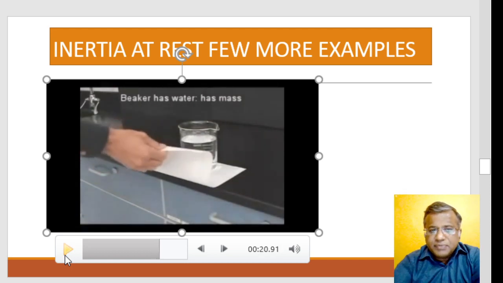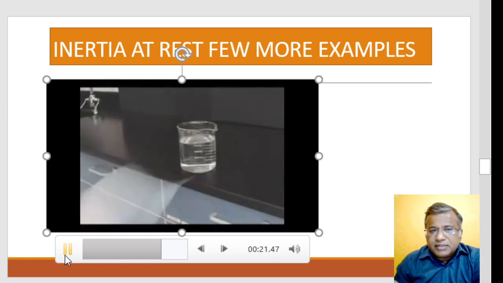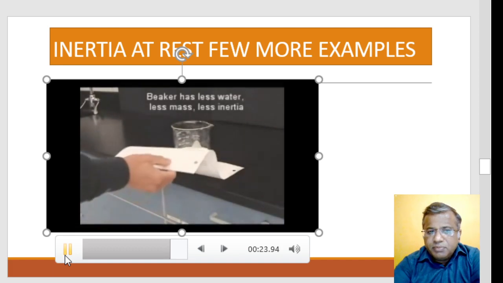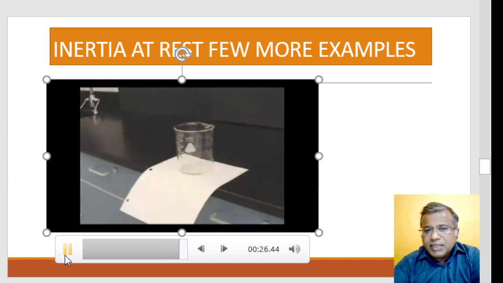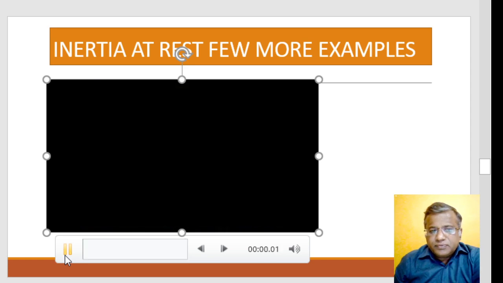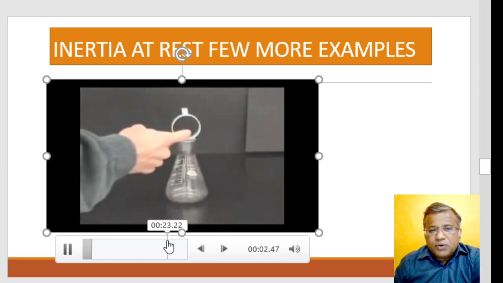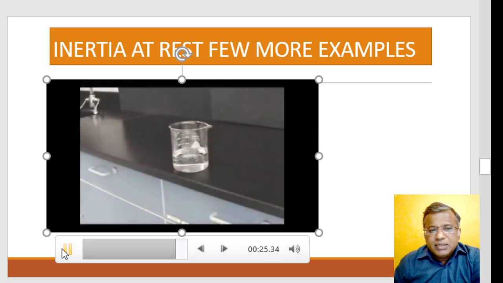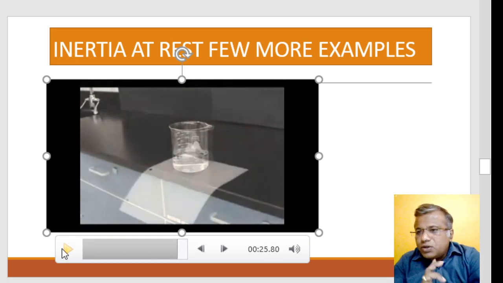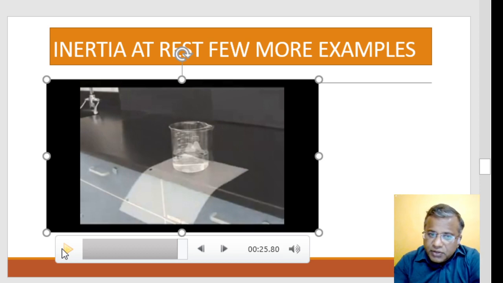Same thing here. Again the situation is that a paper is being dragged out of this beaker. As the paper is being dragged out, the beaker did not come with the paper. It is still maintaining its state of rest, even though you are dragging the paper below it. So these are the examples where inertia comes into play.